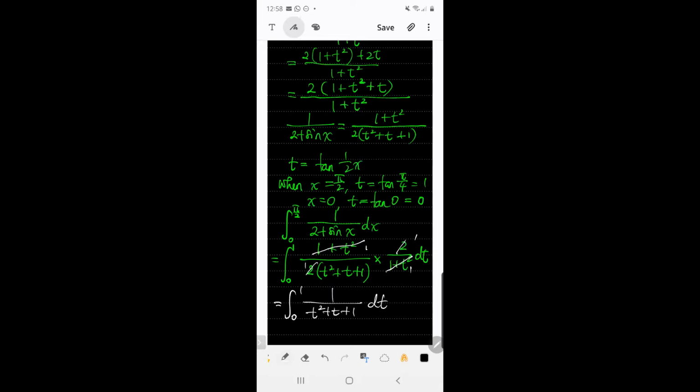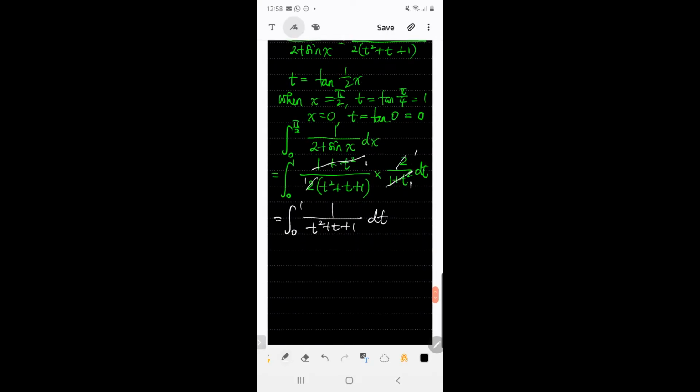Complete the square. Sorry? Completing the square first. Yeah, completing the square for the denominator. If you look at the denominator, you have t squared plus t plus 1. Please do the completing the square for me.